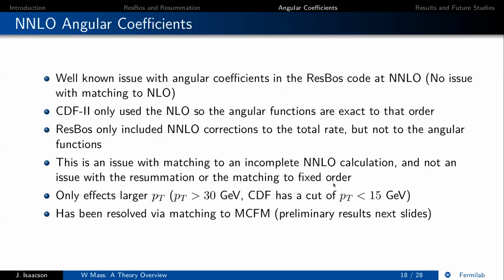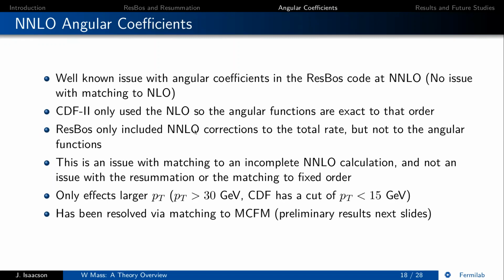And so there was this well-known problem in the angular coefficients at the Resbos code, that if you were to use the NNLO matching, you wouldn't get them correct. However, at NLO, there was no issue with this. CDF Run 2 only used the NLO, so the angular functions were exact to that order. The reason this issue came up is that the Resbos code contained only a NNLO correction to the total rate, but they didn't appropriately account for the decay of the Z.